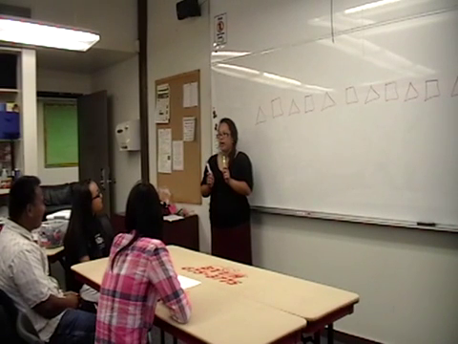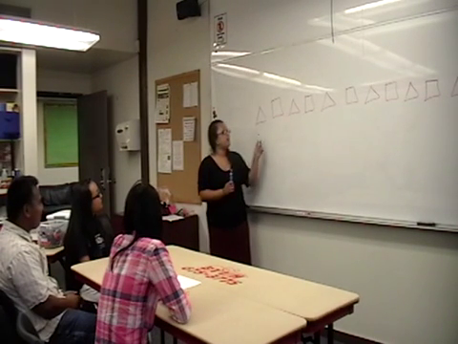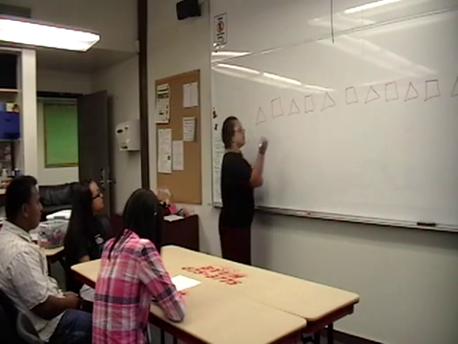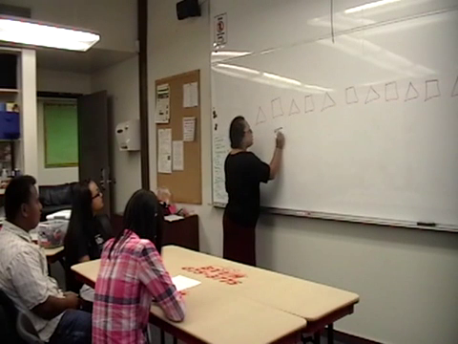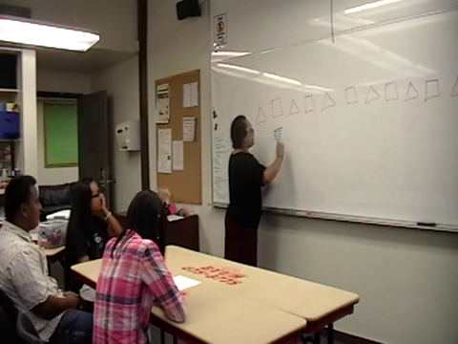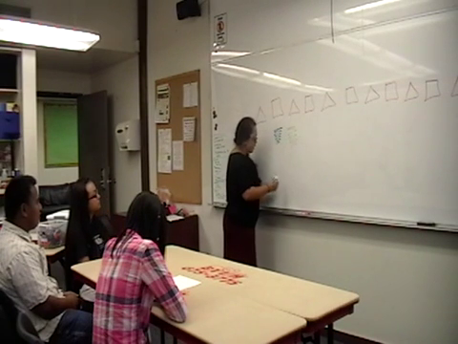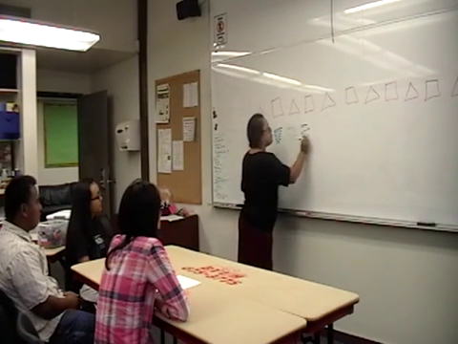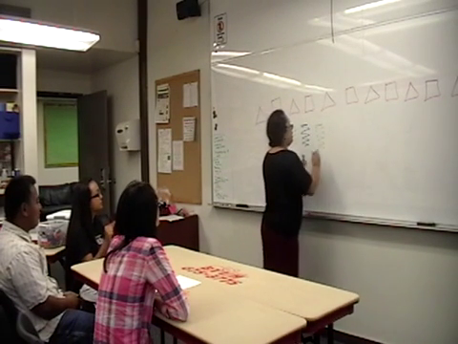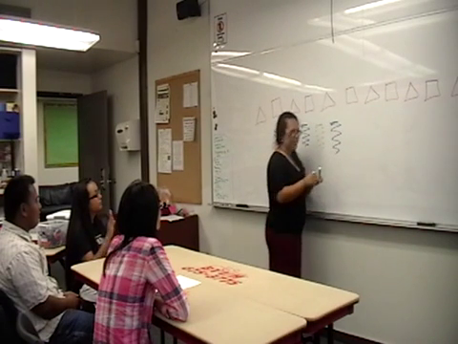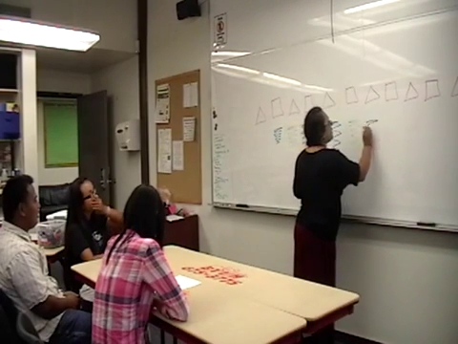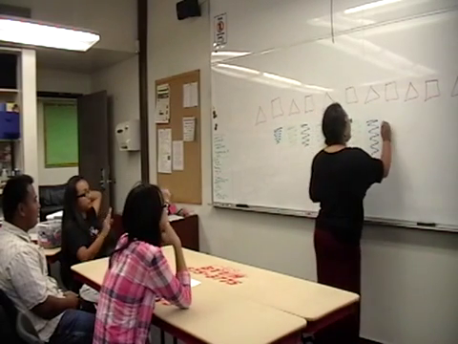But using these two colors, we're going to do a pattern very similar to what we have already done. So what color is this? Blue. Good job. And what color is this? Green. What color is this? Blue. What color is this? Green. What color is this? Good job, Victoria. And what color is this? Green. And what color is this? Blue.